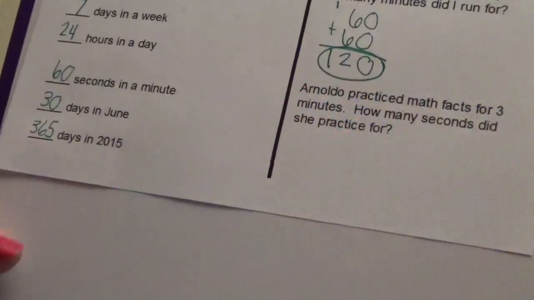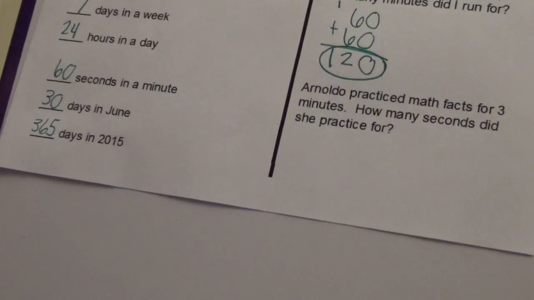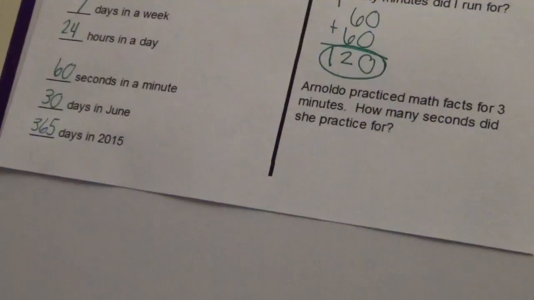Now this next one says, Arnaldo practiced math facts for 3 minutes. How many seconds did she practice for? So now we have to figure out how many seconds are in a minute. You could even use this chart to help you. And then you need to figure out how many minutes Arnaldo practiced for. So go ahead and take about 30 seconds for this one.